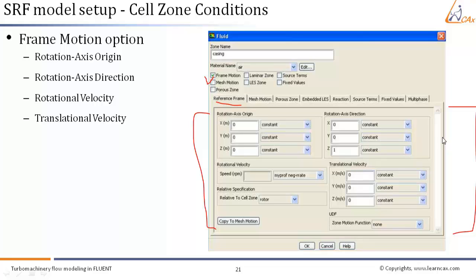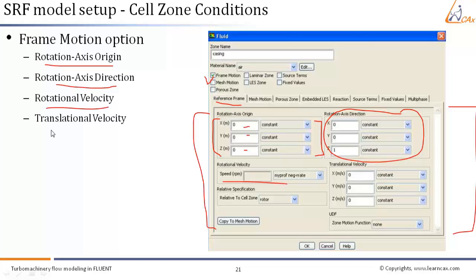First input is the rotating axis origin, which is specified here. This is the rotating reference frame coordinate system origin. We have to specify the X, Y and Z coordinates. Next, we have to provide the rotating axis direction. After that, we need to input the rotational velocity, and if there is also translation motion, we have to provide the translation velocity components in all three directions.